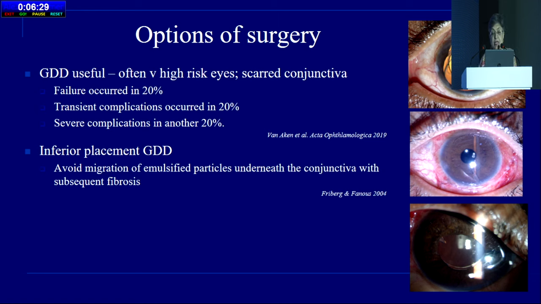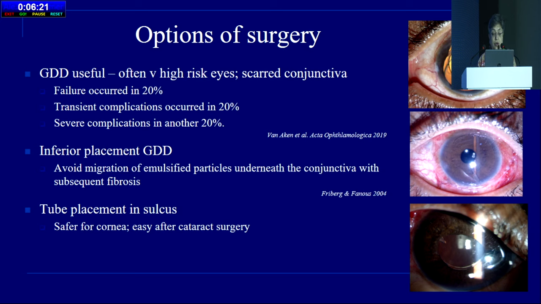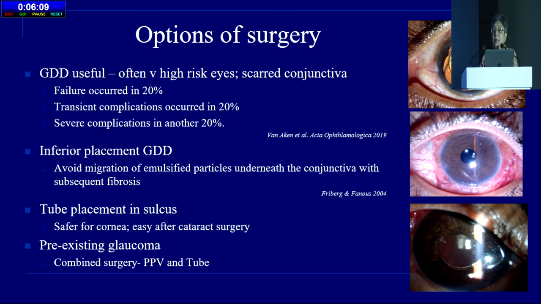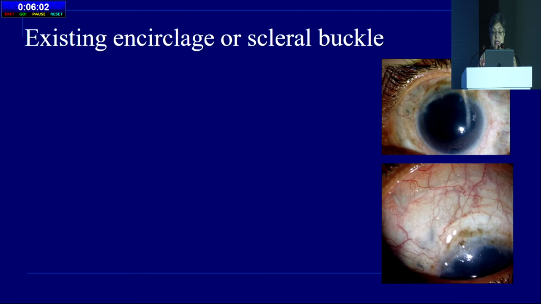An inferior placed drainage device is difficult, but it avoids the migration of emulsified particles that happens when you put it superiorly, so it's a good thing to do if you have silicone oil. And tube placement in the sulcus is safer for the cornea. It's easy if it's after cataract surgery, but not so easy in a phakic patient. If you have pre-existing glaucoma, you could combine a PPV and a tube, because invariably those are the eyes which are going to land up with a recalcitrant rise later.